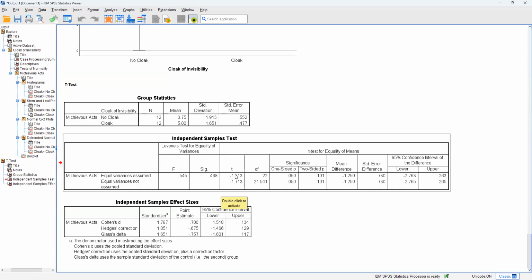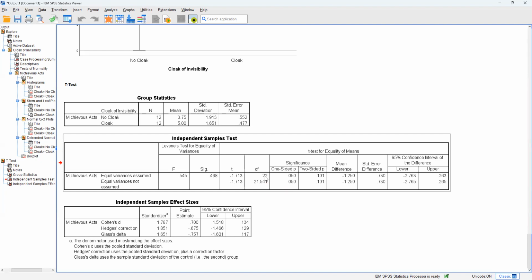So then we go to our t-test statistics. The t value is negative 1.713, and that's the case no matter what. We have 22 degrees of freedom. If the variances were not equal, that number is a little bit less, and that's where the correction comes in. If there are fewer degrees of freedom, it makes it a little bit harder to obtain statistical significance. But like I said, we have 22 degrees of freedom for this test.